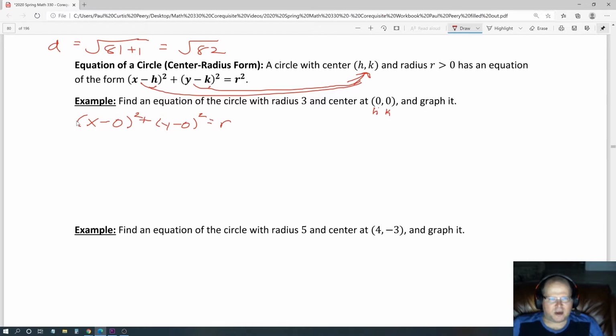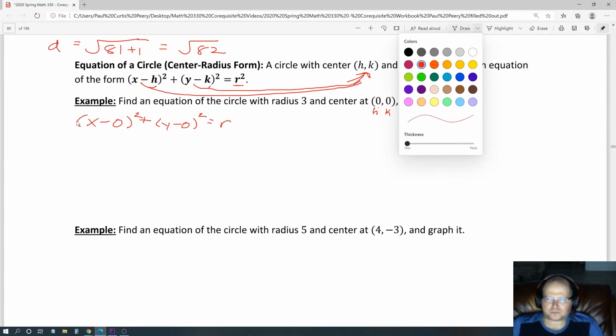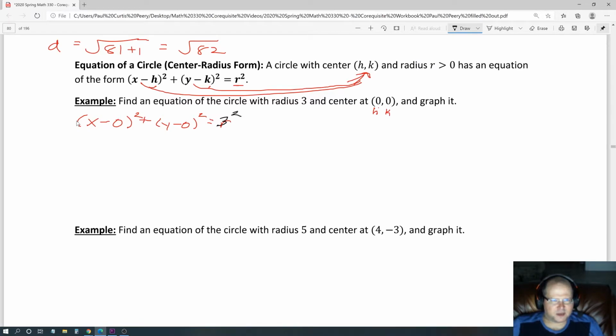Now they say the radius is 3, right? So where it had the radius in the original equation, we are going to be plugging in 3, and then we're going to have to square it. Okay, let's simplify this. So x minus 0 is just x, and x squared is just x squared. Y minus 0 is simply y, and y squared is just y squared, so we have that. And then 3 squared is going to give you a 9. So we end up with x squared plus y squared equals 9, and that is the equation.